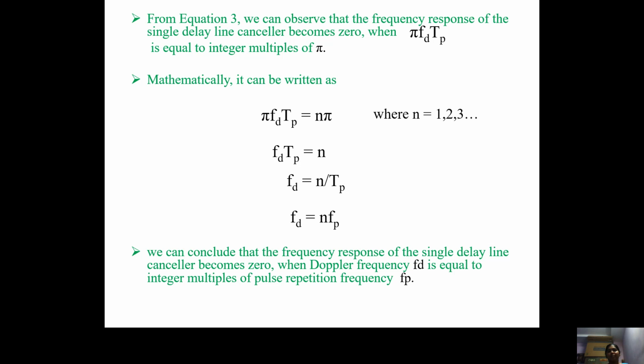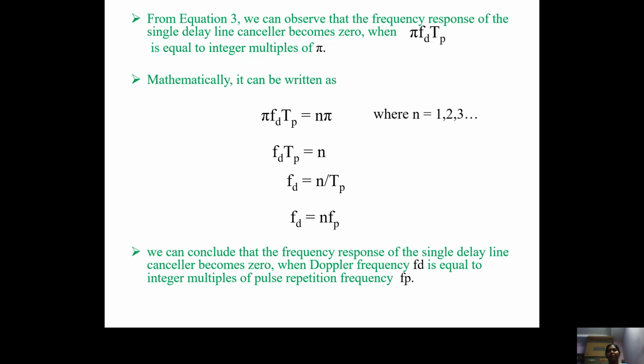So pi will get cancelled. FD Tp equal to n, and FD equal to n by Tp. 1 by Tp is nothing but the pulse repetition frequency. So FD equal to n Fp. From this expression, what do we understand? We can conclude that the frequency response of the single delay line canceller becomes 0 when the Doppler frequency is equal to the integer multiples of the pulse repetition frequency.